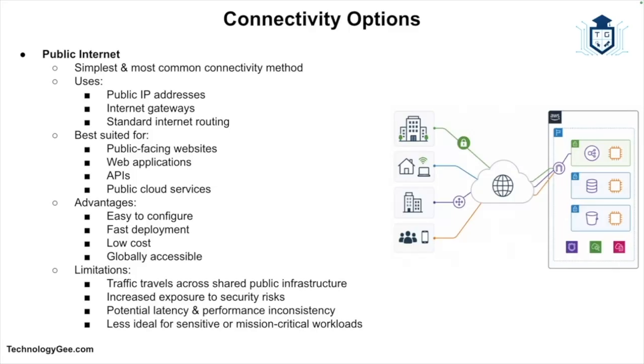And the first one is the public internet. And this is the simplest method. Your resources communicate over the internet using public IP addresses. It's easy to set up and works well for web applications and public facing services, but it's not always ideal for sensitive data or high performance workloads because it relies on a shared infrastructure.